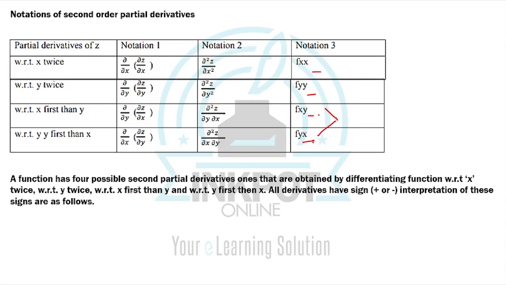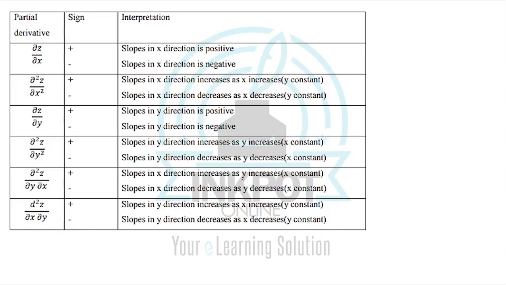Basically, the point is that a function has 4 possible second partial derivatives, which are obtained by differentiating with respect to x and y, and y and x, and so on and so forth. And the interpretation of these signs is going to be given as follows. I'm just going to take up one as an example to explain this to you. So take this as an example.